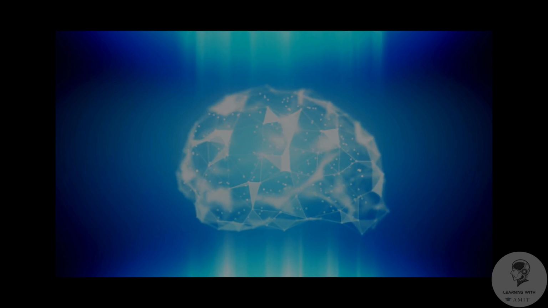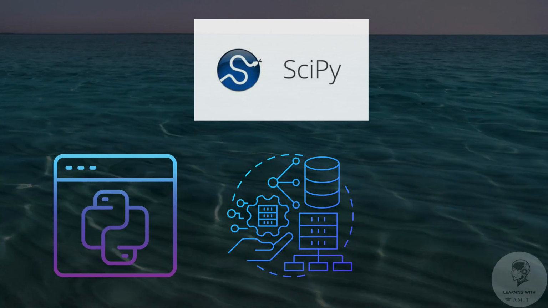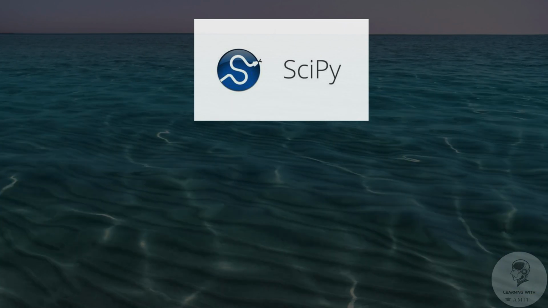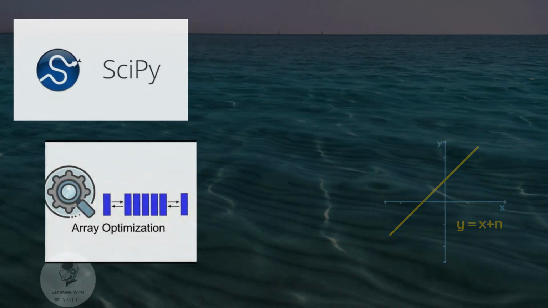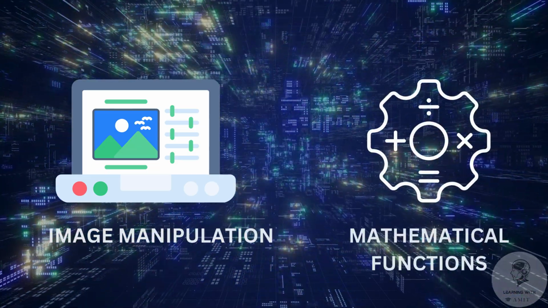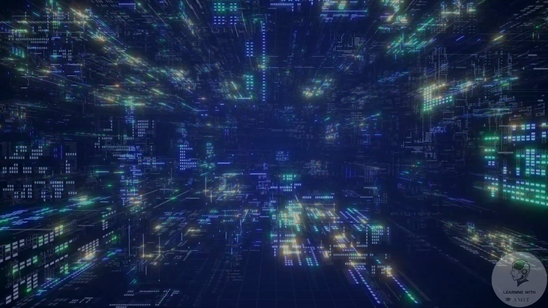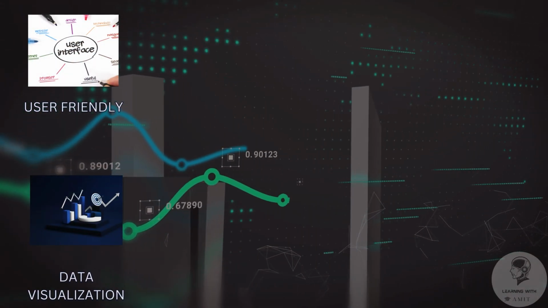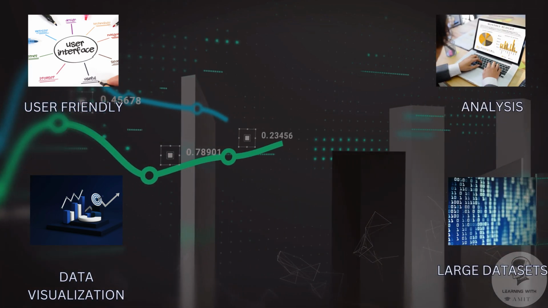SciPy. SciPy is an open-source Python library that is especially used for large datasets, helps to perform scientific and technical computing. SciPy also comes with embedded modules for array optimization and linear algebra. It is also used for image manipulation and provides basic processing features for high-level, non-scientific mathematical functions. Some of the main features of SciPy: user-friendly, data visualization and manipulation, scientific and technical analysis, computes large data sets.